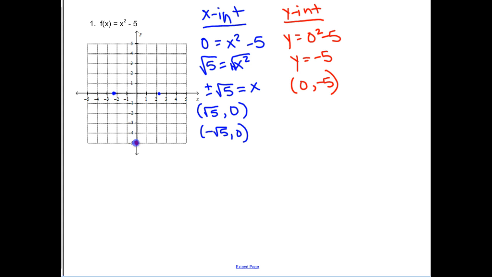Next, we're going to find the vertex of the parabola. In this case, the equation is already written in vertex form. Vertex form is y equals a(x minus h) squared plus k. The h is the x-coordinate of the vertex, and the k is the y-coordinate of the vertex.